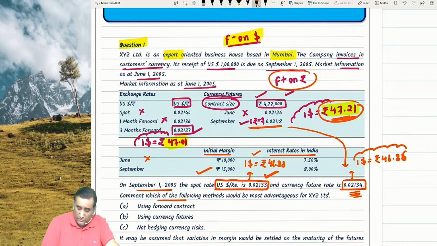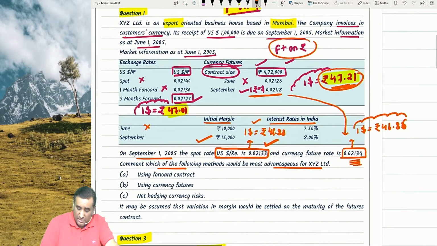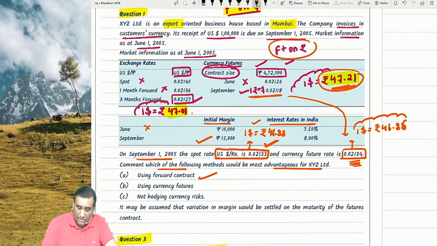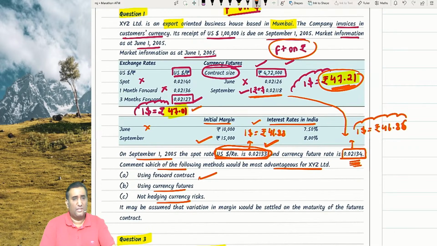Then it says comment with the following methods. Forward contract. So forward contract is straightforward. Currency futures, hedging. No, leave everything at this rate you select off. That is altogether the last option. Because if you do not do anything, you are realizing what 46.